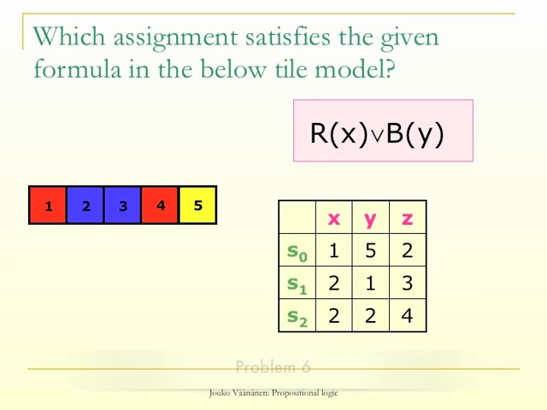Which assignments satisfy the formula Rx or By in the below tile model? The formula asks, is X red or Y blue? In S0, X is 1, which is red, so S0 does satisfy the formula. In S1, X is 2, which is not red, and Y is 1, which is not blue. Finally, in S2, X is 2, which is not red, and Y is 2, which is blue, so S2 satisfies the formula. This is the basic idea.